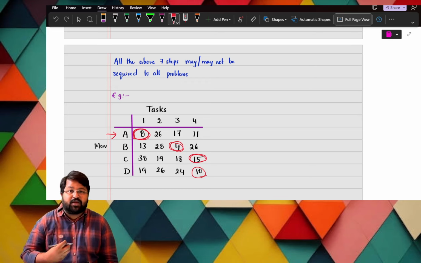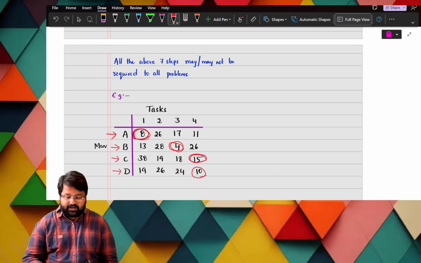Sometimes in the exam we may get confused with attention and take a wrong number, then our problem will be wrong. So be calm and identify the lowest number. So what is the lowest number? Again I am telling: in A, the least is 8. In B, it is 4. In C, it is 15. In D, it is 10.